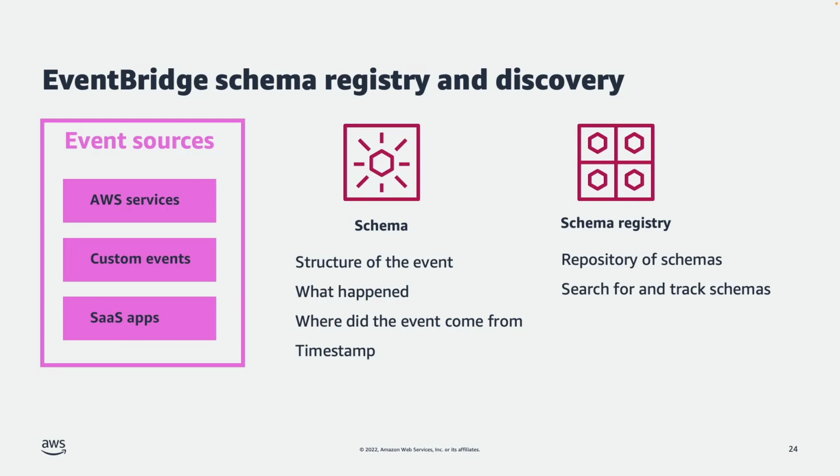EventBridge helps automate the manual process of finding and documenting schemas. There are two capabilities to highlight: schema registry and schema discovery. A schema registry is a repository that stores a collection of schemas. You can use a schema registry to search for, find, and track different schemas used and generated by your application. AWS automatically stores schemas for all AWS sources for EventBridge in your schema registry. SaaS and custom schemas can be generated and added to the registry using the schema discovery feature. A schema registry enables you to use events as objects in your code more easily.